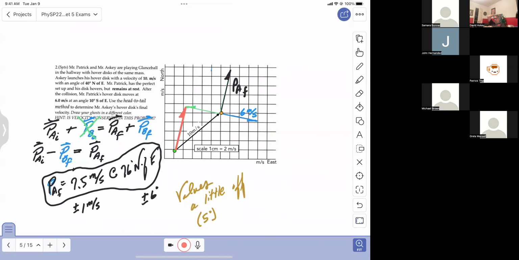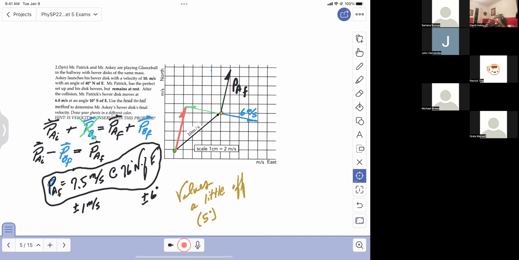So the black here, this is the actual answer. Judging, realize that it's actually off by a little bit, but that's going to be what my disk is going to do. It's going to glance off this way, and I'm going to be going at 7.5 meters a second. Because of the error here, and because you're measuring with a ruler, let's go plus or minus 1 meter a second there. And I said 76 degrees north of east, plus or minus 6 or 7 degrees. Okay. Values can be a little off.